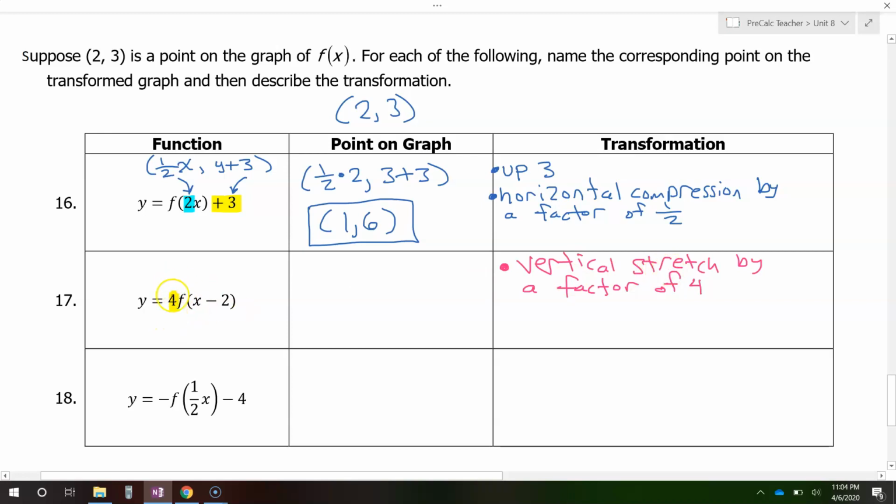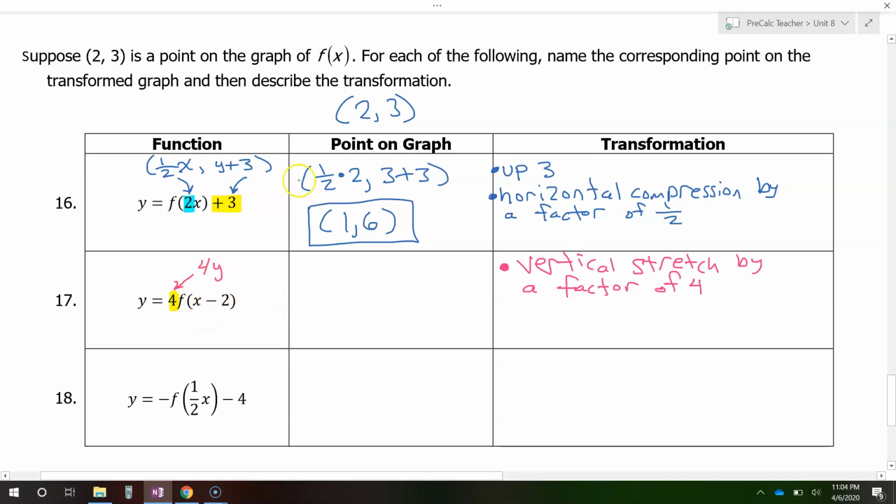Anything out here is happening to the y values. That's why this is vertical. Y values go up and down. So that means that my y values are going to be multiplied by 4. It's going to be 4 times my y values.